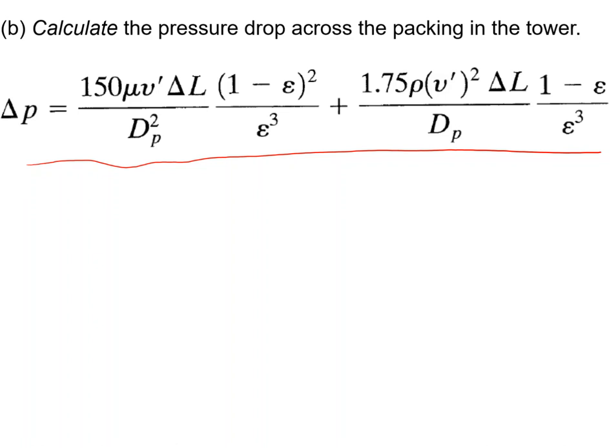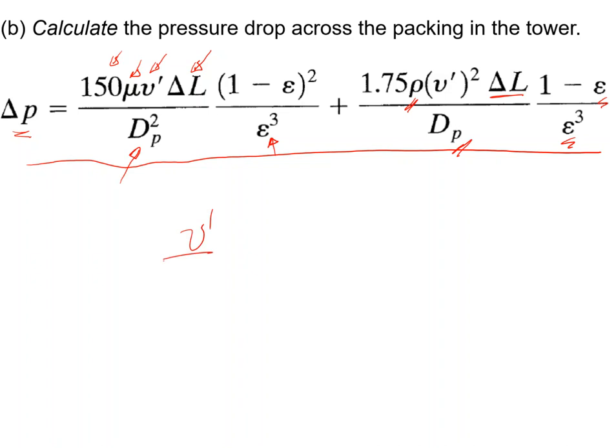So what do we have? Do we have everything here? Delta P is equal to 150, which is a constant. Viscosity is given to us. The length is given to us. Epsilon is given to us. dP we just calculated. Density is given. So the only thing that we have to worry about is V prime.